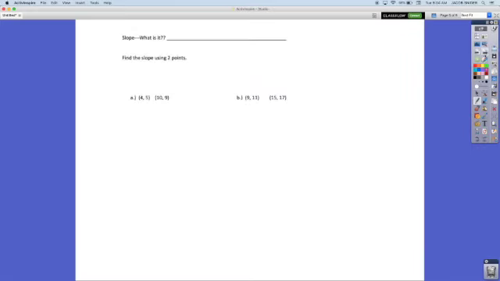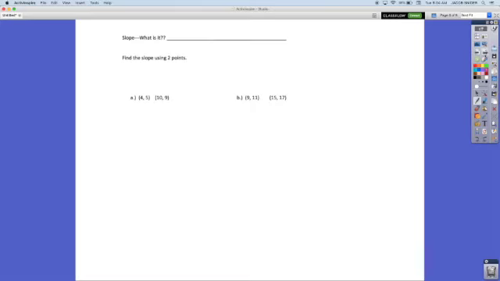All right, now here's the next thing, slope. What if we just have 2 points? Okay? You ready for this? Here's our formula that we're going to use today. Copy this down. How do we find slope? Here we go.